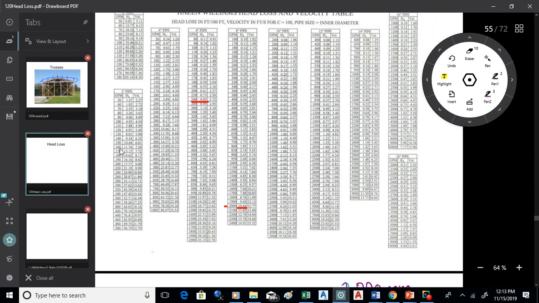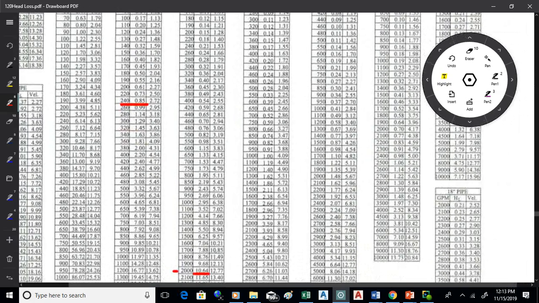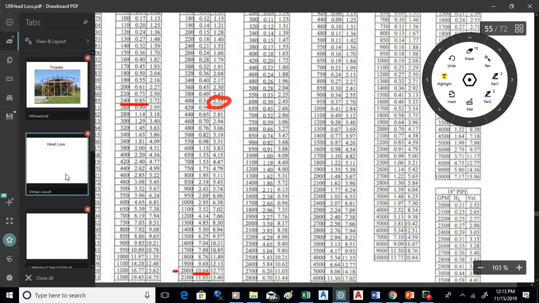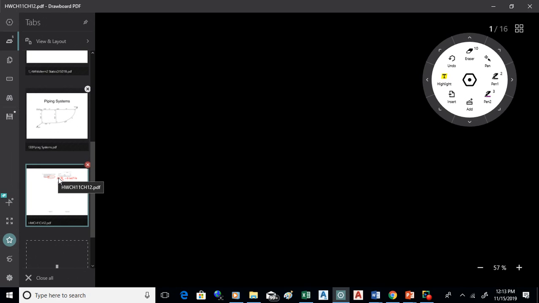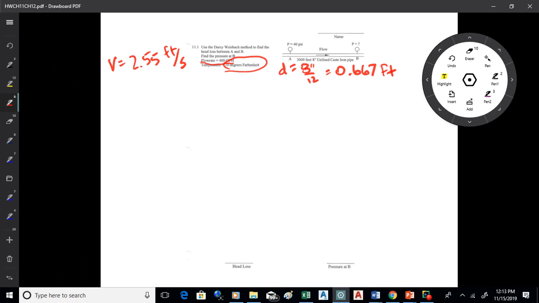If we've got an 8-inch pipe and the flow is 400 gallons per minute, we can go ahead and find the velocity, and it looks a lot like 2.55. So that's the velocity. The velocity here will be 2.55 feet per second. All right, so that's what we start off with there.